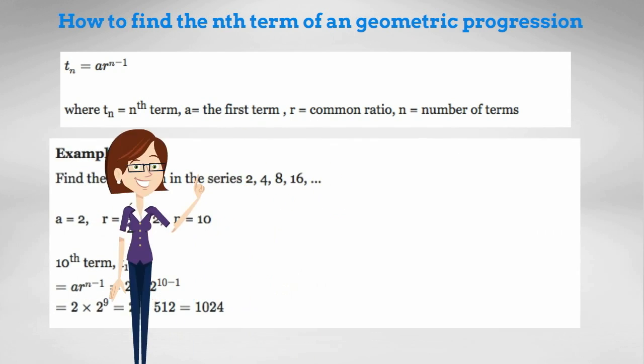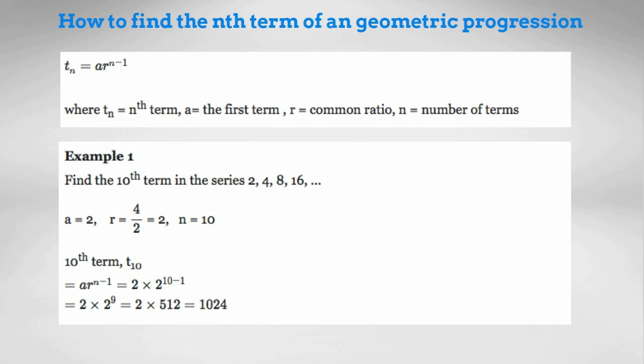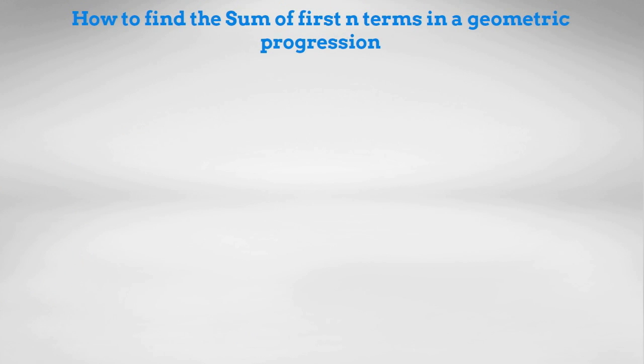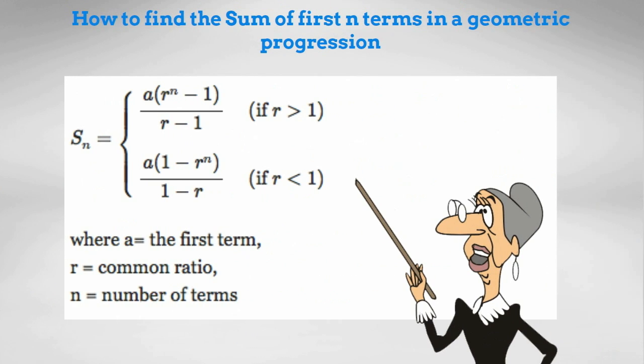Let's have a look at one example. It says find the 10th term in the series 2, 4, 8, 16. Now here 2, 4, 8, 16 is a GP, so we use the formula and put the values. So here a is equal to 2, r is equal to 4 by 2, which is 2, and n is equal to 10. By putting all these values in the above formula, we get the answer as 1024. Next comes how to find the sum of first n terms in a geometric progression.